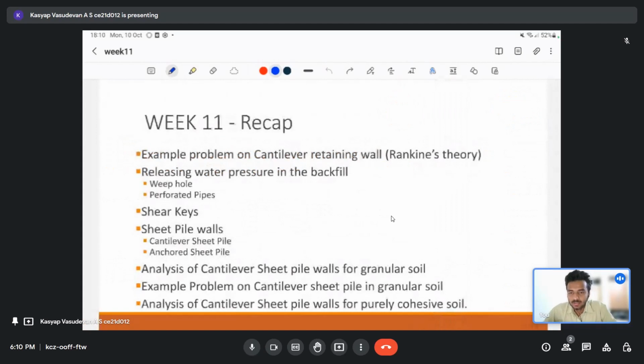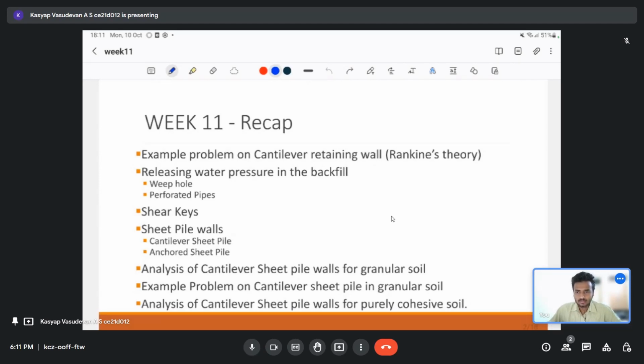So as usual, let us begin with a recap about the previous week. In the previous week, the week began with an example problem on a cantilever retaining wall, based on Rankine's theory. If you recollect, we had slightly mentioned Rankine's theory. We were solving by Coulomb's theory, but Rankine's theory is also possible to use in certain cases. So one of the problems was solved based on that.